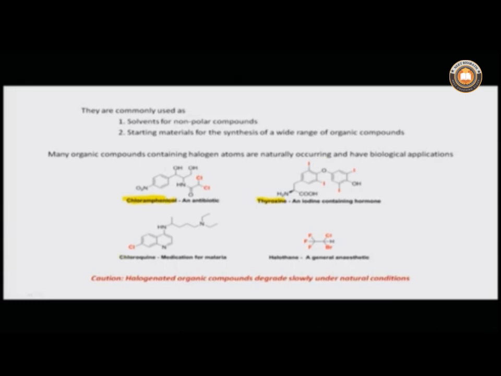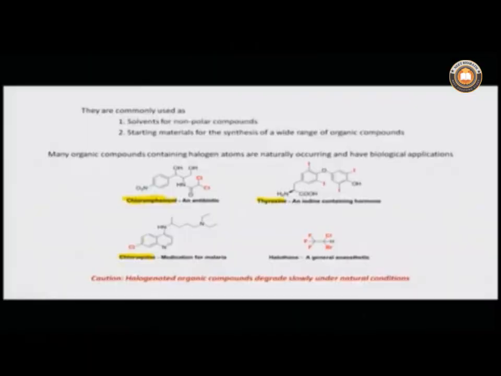The third example is chloroquine. This is used as a medication against malaria. It is taken in advance to prevent malaria, or it can also be used as a drug. This has a chlorine atom attached to an aromatic ring. Although, as you see, this compound has 2 rings, the chlorine is attached to one of the aromatic rings, so it is an example of a haloarene.